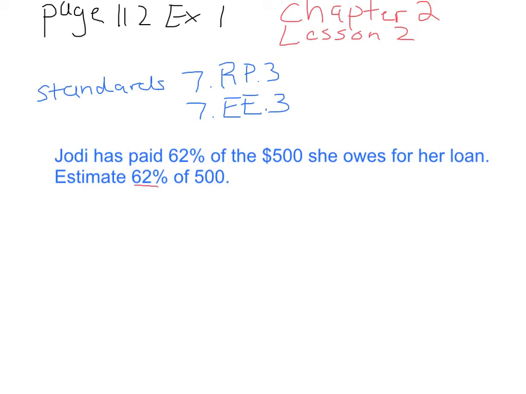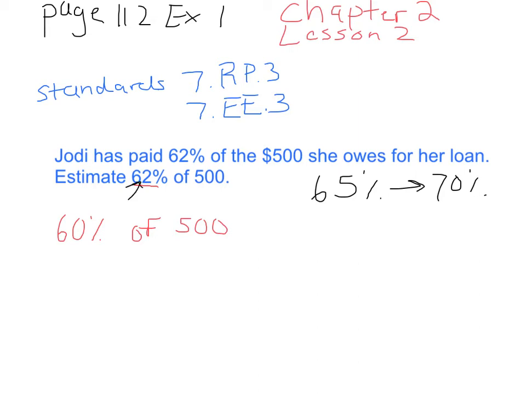62%. What should we round that to make it easy to find a percent of 500? Okay, I think I left off at 60% is what we round 62 down to. Now, if that was 65%, let's say it was 65%, we would round to 70%, okay? But in this problem, it's 62%, so we're going to round to 60%.